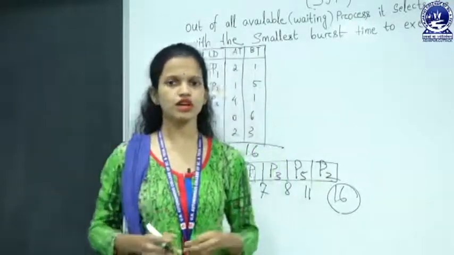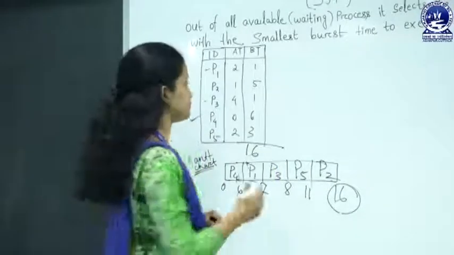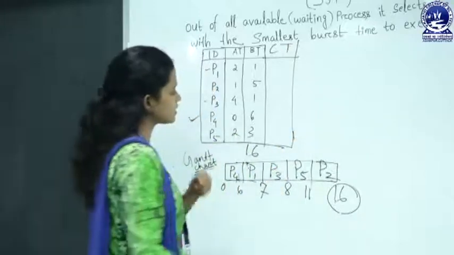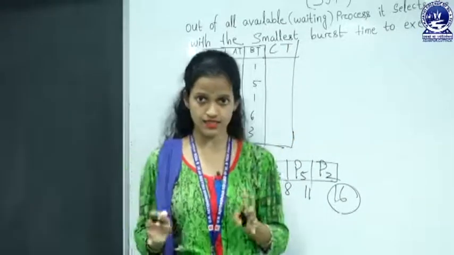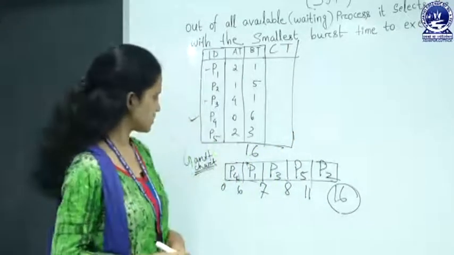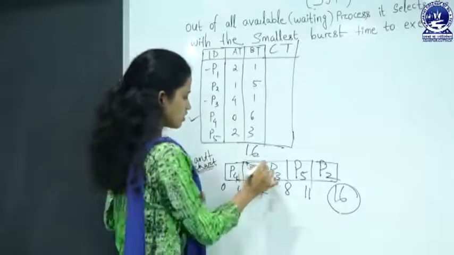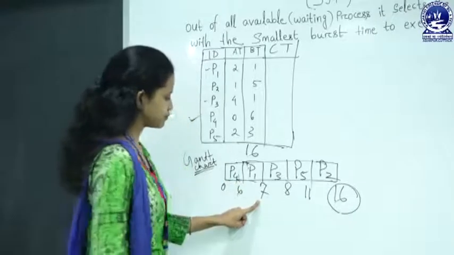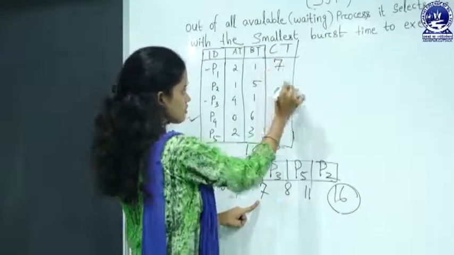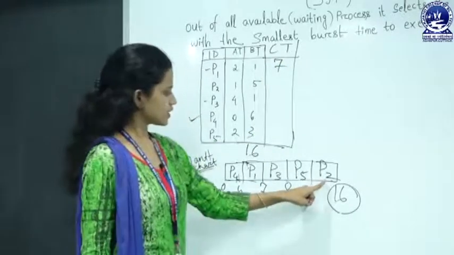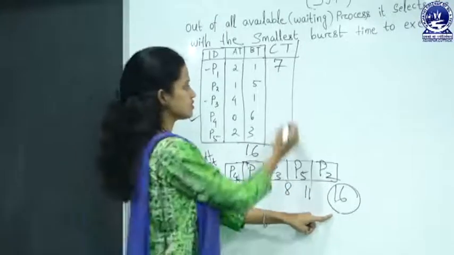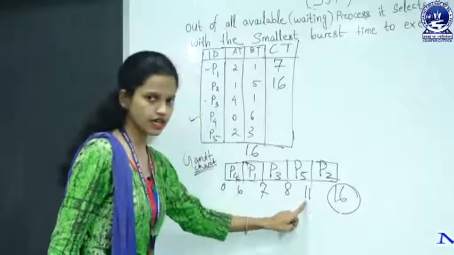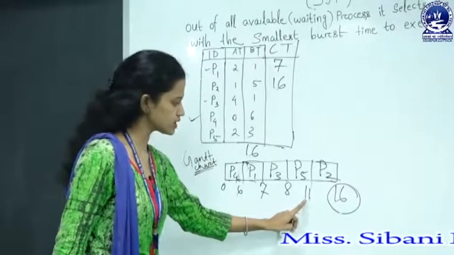So first we have to find out the completion time. Completion time means the time when the process has completed its execution and terminated. So for P1, what is the completion time? That is 7. For P2, what is the completion time? That is 16. Don't look at this left side. Don't look at this 11.